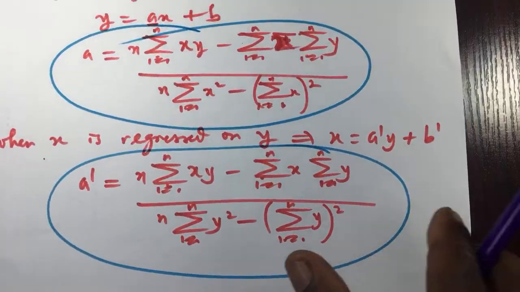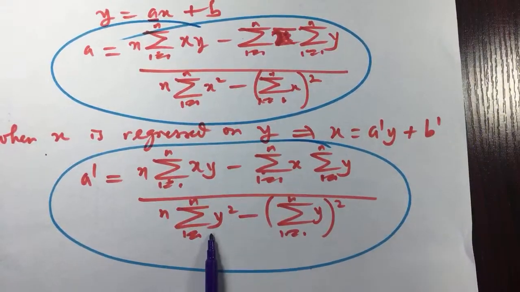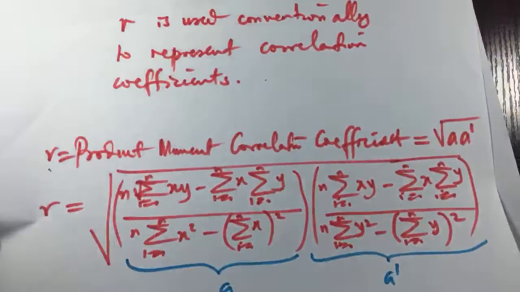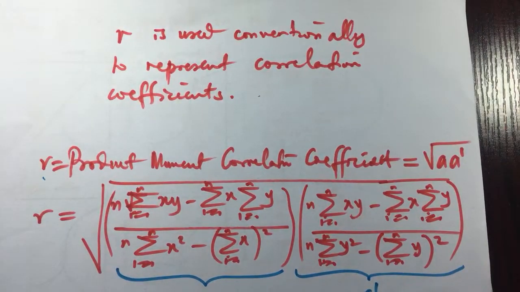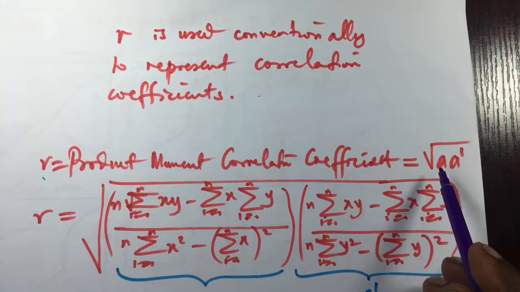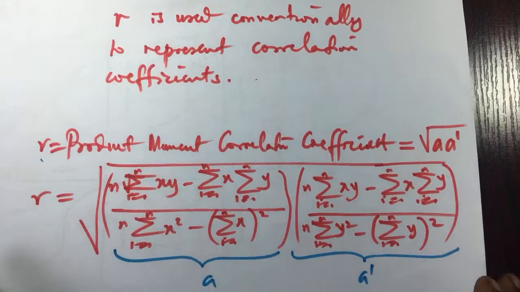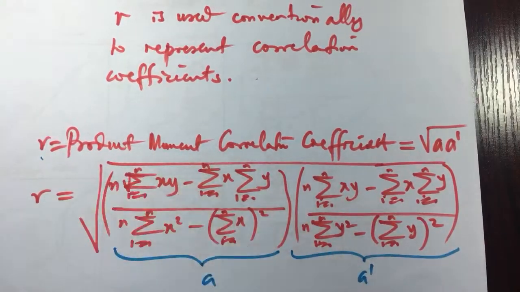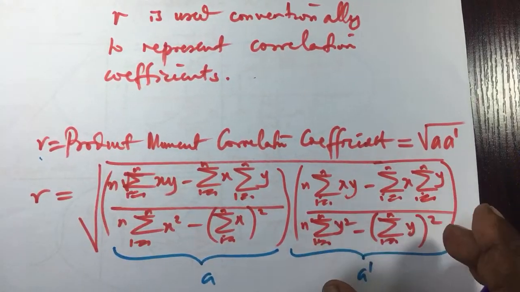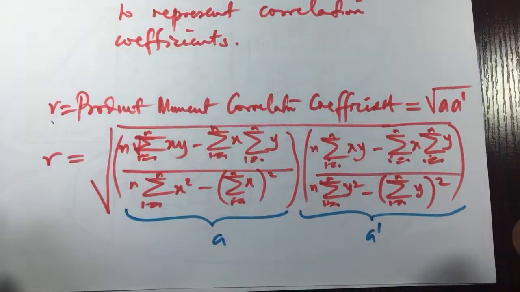So now this is the formula for A and this is the formula for A prime. So what are we saying? If you want to obtain the product moment correlation coefficient, all you have to do is to take the square root of the product of A and A prime. So what I did was to write R equals the square root of whatsoever A is times the square root of whatsoever A prime is. And that gave me this.